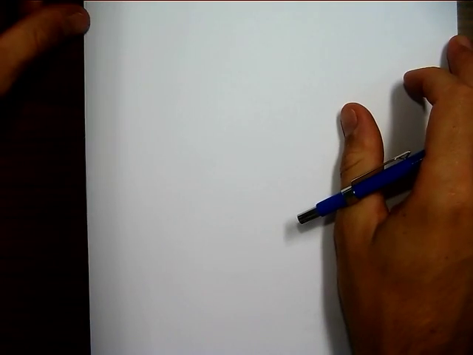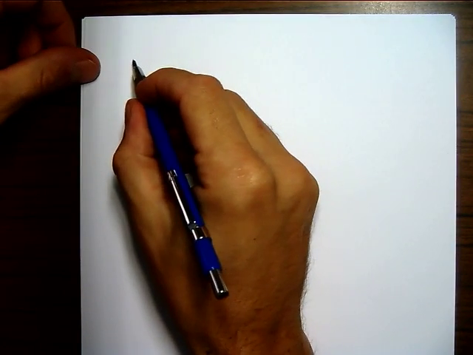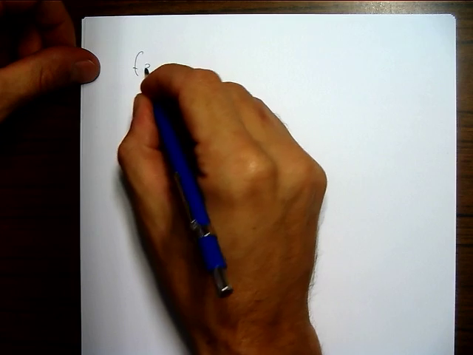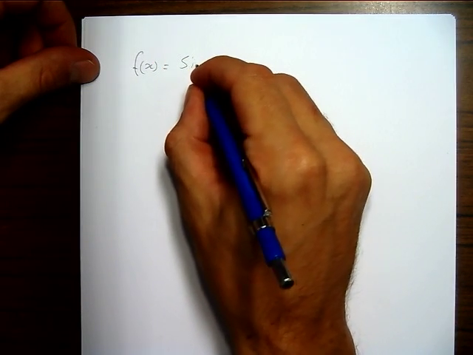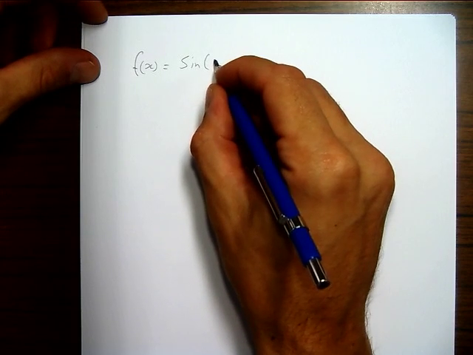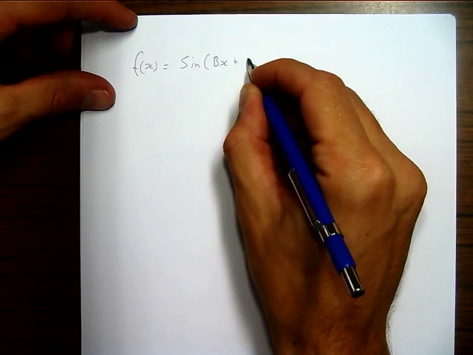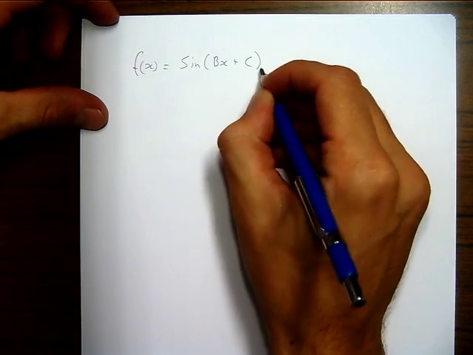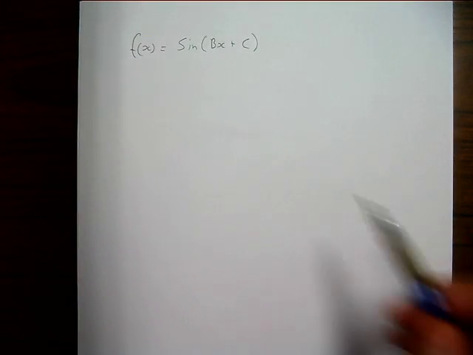Okay, I'm going to move on from that for a moment. Now let's say we added some value in there. I'm going to leave the b there. So we have sine of bx plus c. Okay, we've got sine of bx plus c.